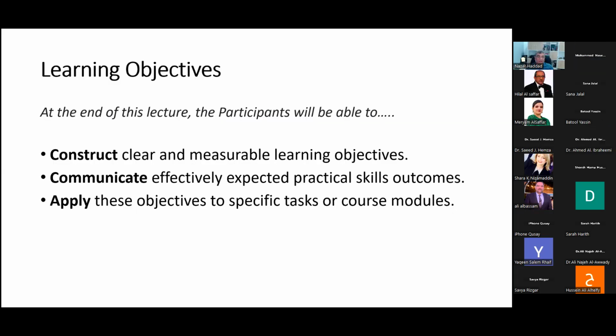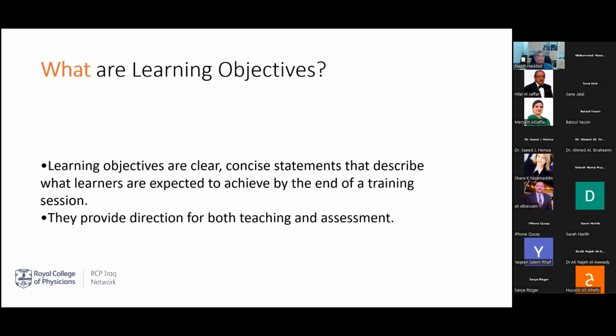Let's start with the learning objectives for this lecture. As we start, we will construct a clear and measurable learning objective. We try to communicate effectively, expect the practical skill outcomes, and apply these objectives to specific tasks of this module. So, if we are going to say what a learning objective is, it's better to put it in one clear, concise statement that describes what the learner is expected to achieve at the end of every module.